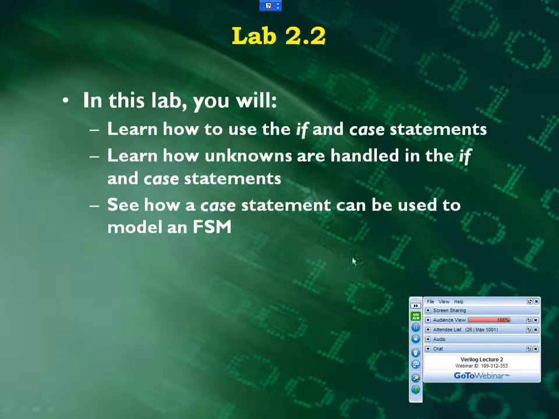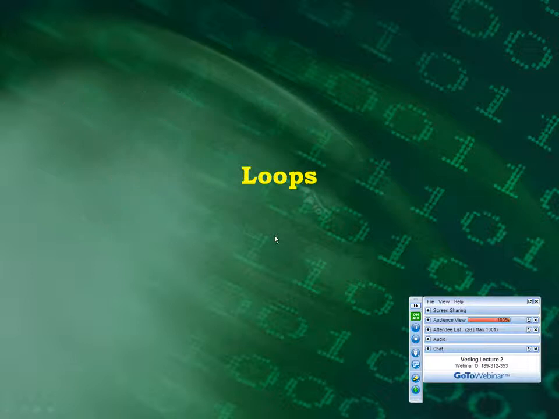So in Lab 2.2, you're going to learn how to use the if and case statements. You're going to learn how unknowns are handled in the if and case statements. And you'll see how a case statement can be used to model a finite state machine. I'll try and have these labs posted within the next day. I have to make the videos for them actually, which will be the instructions.